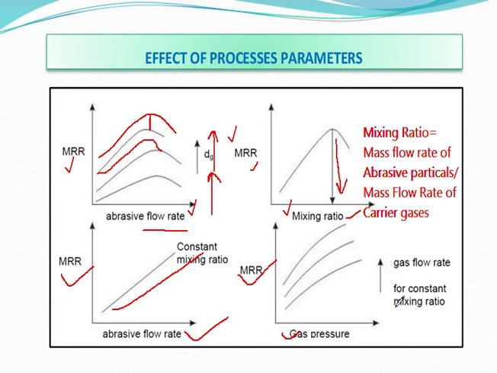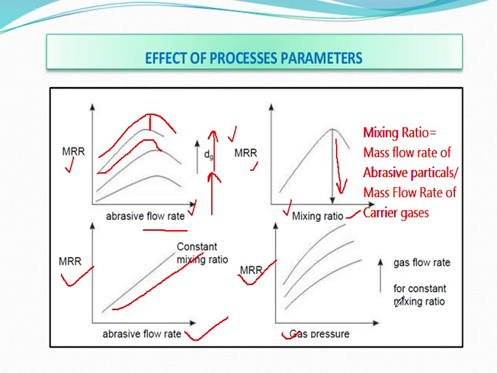Now kinetic energy of the abrasive particle is responsible for the removal of material by erosion processes. The abrasive must impinge on the work surface with a minimum velocity; for machining glass by SiC particles it is found to be around 150 meters per second.